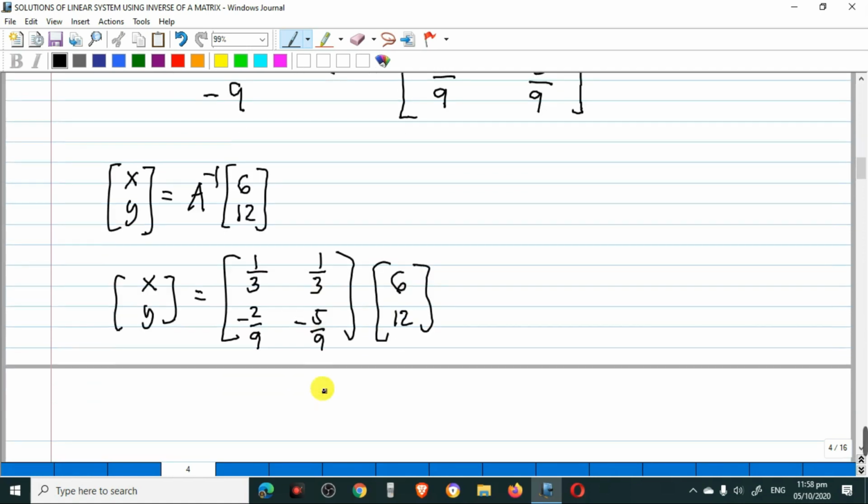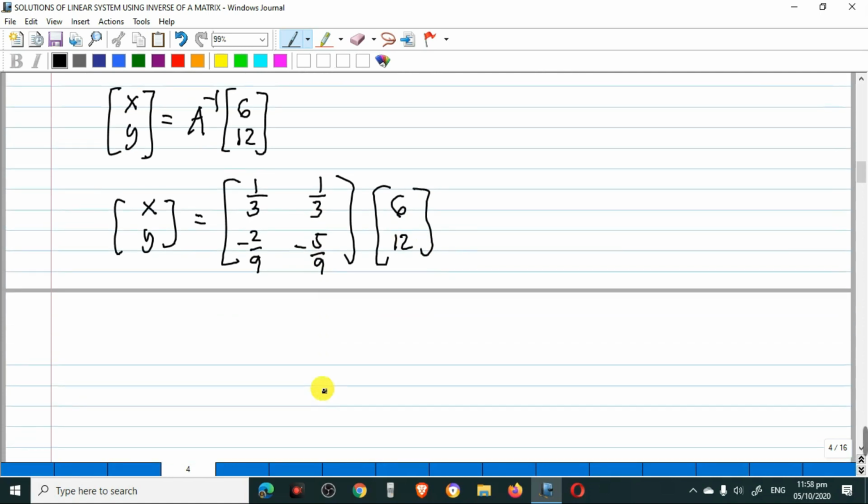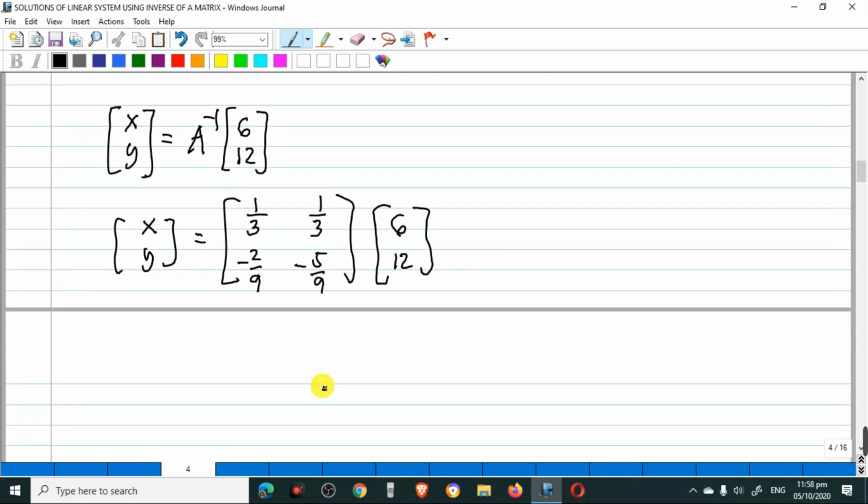Let us simplify this. Let us solve the value of x. I will solve the right side, this portion, because the x and y you just maintain. Using multiplication, 6 multiplied by 1/3 multiplied by 6. Okay? Then plus 1/3 multiplied by 12, right? You know this already.